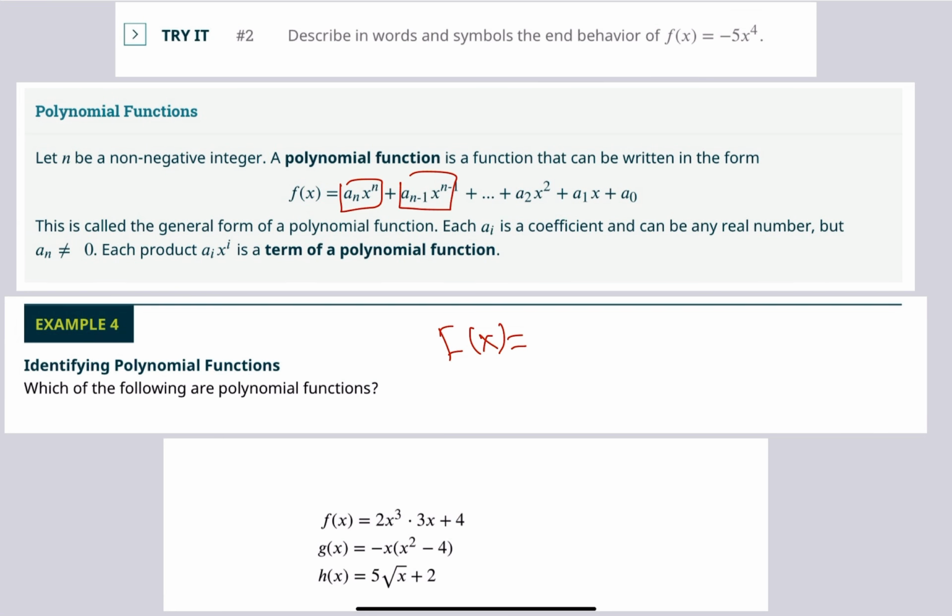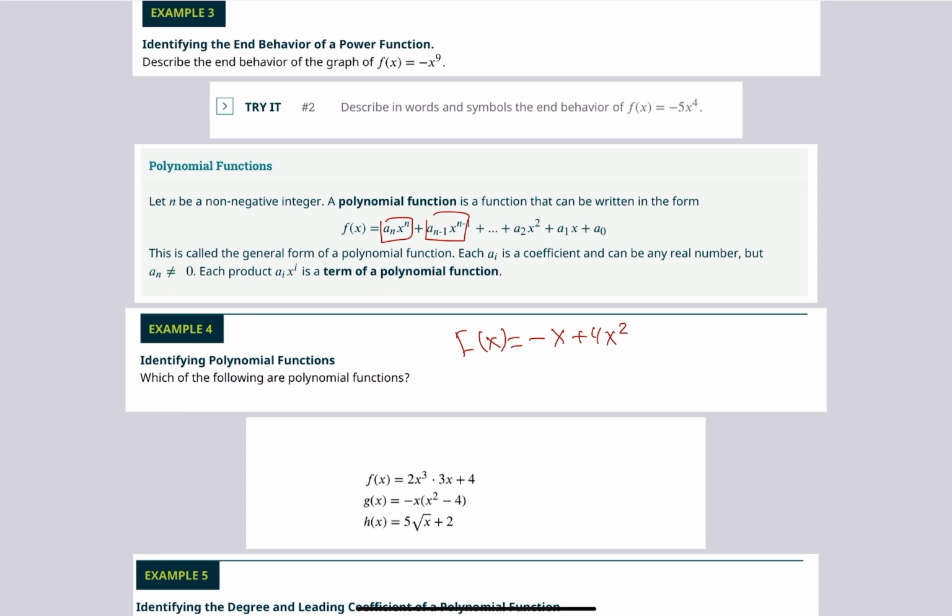So let's say f of x equals negative x plus 4x squared. Do we usually write a polynomial function with the leading degree as the last term? No. You always write polynomial functions with descending powers, with decreasing powers. So let me show you what I mean. We need to always rearrange a polynomial function. In this case, you write the highest degree as the first term. So this is the leading term, 4x squared. The second term would be negative x, since the next highest degree power would be 1, right?